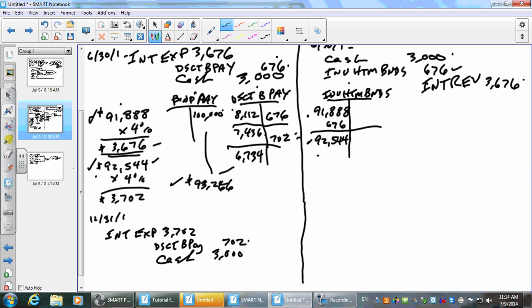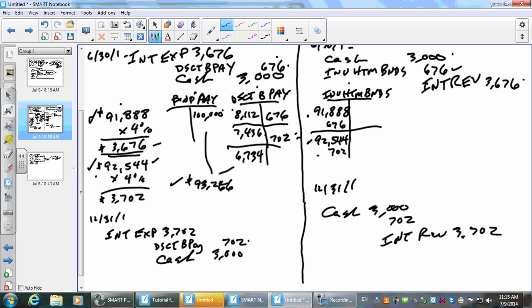Okay. What's the journal entry on the other side? Credit for how much? And debit what? 702. Investment held to maturity bonds. Got it. Now, after I do this, notice here too, of course, this keeps going up. What's 92,544 plus 702? What do we have in that investment held to maturity bonds account? It's a miracle. 93,266, isn't it? Same one on both sides.